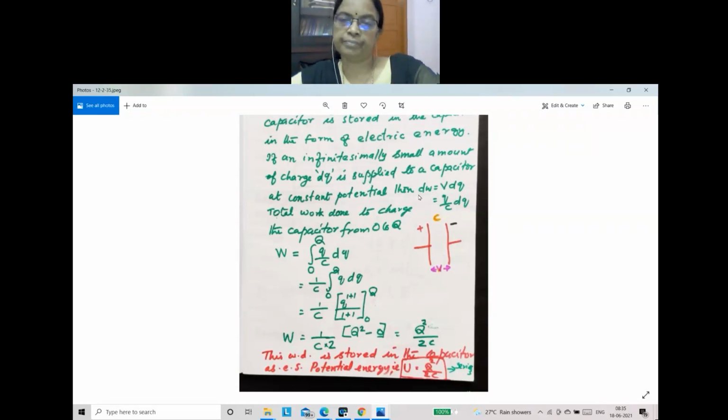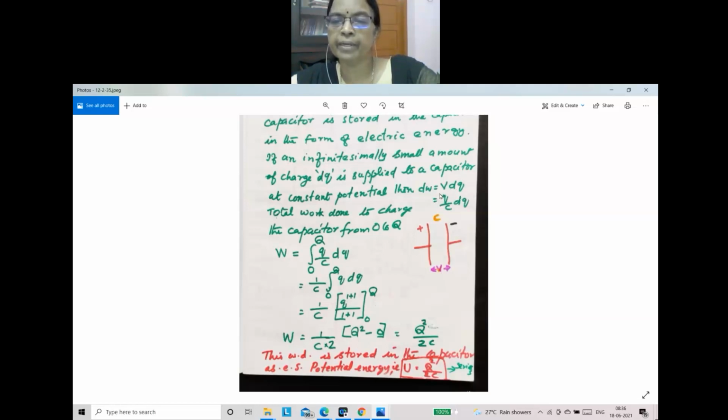Small work done is equal to V dq. We are not taking a varying potential; we are taking, at a particular instant, V as the voltage. We suppose that V is constant for a small amount of charge, V is not varying. So in that case, we can take the work done as V dq. Clear, children? dW equal to V dq.